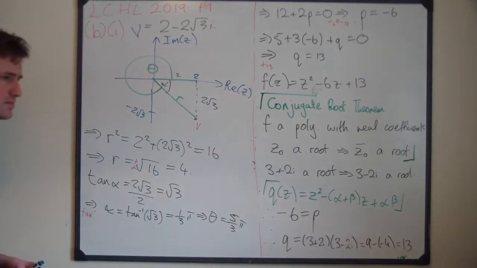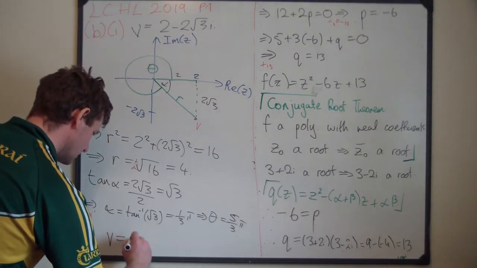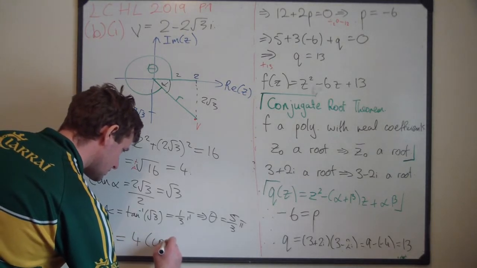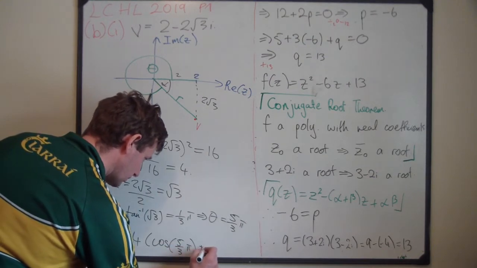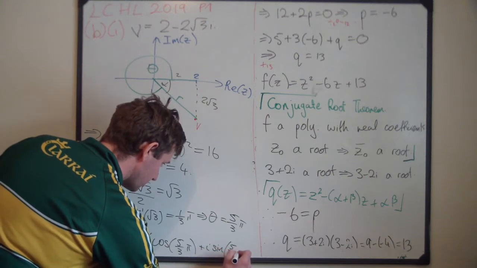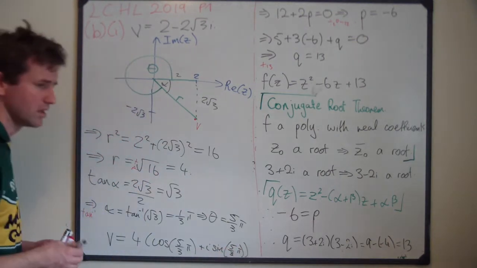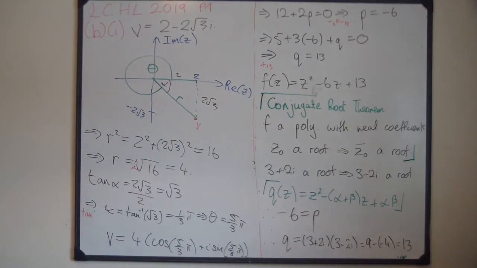The question has asked me to write this in a particular form. So let's do it. V is equal to 4 cos 5/3 pi plus i sine 5/3 pi. Lovely. So let's see how we're doing for time.